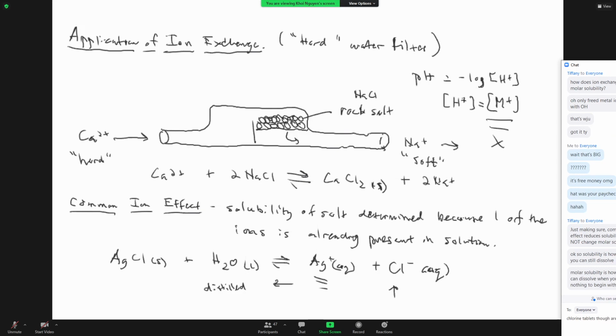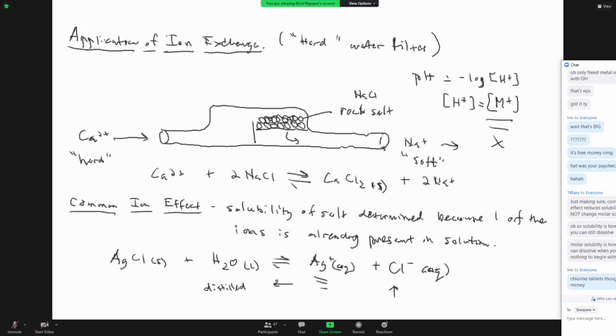Correct. So solubility is how much more we can dissolve. Molar solubility is the maximum moles that we can dissolve in that solution.